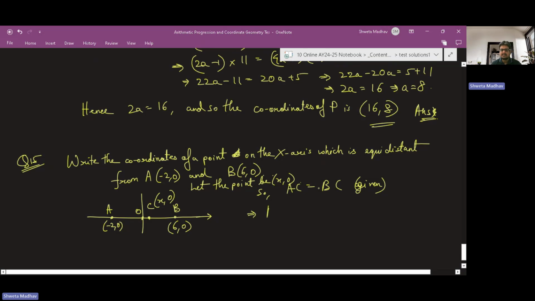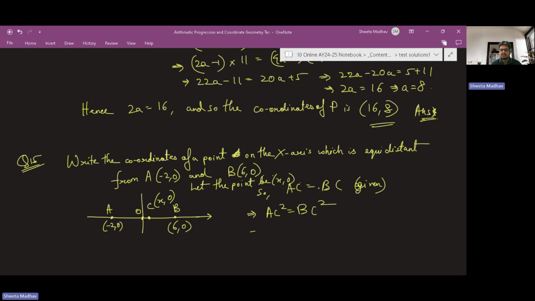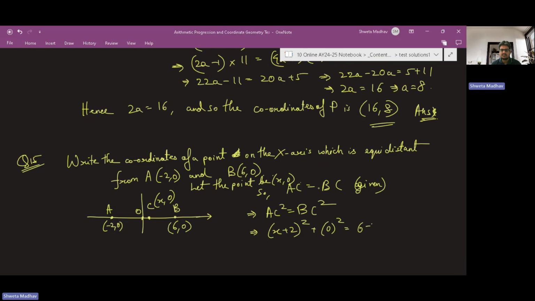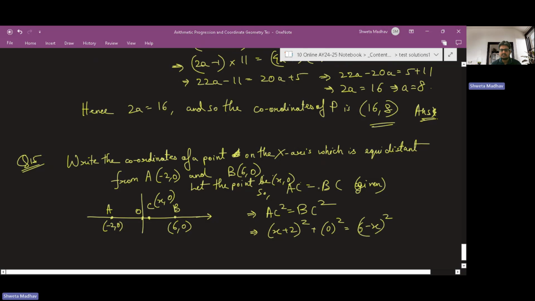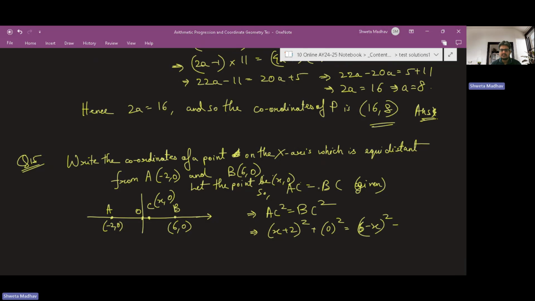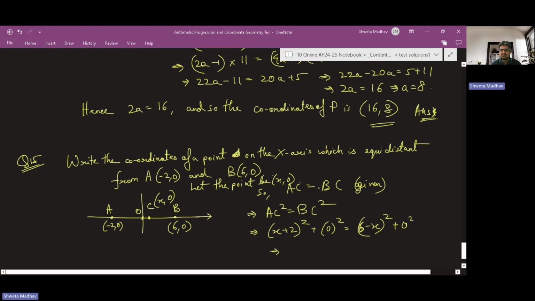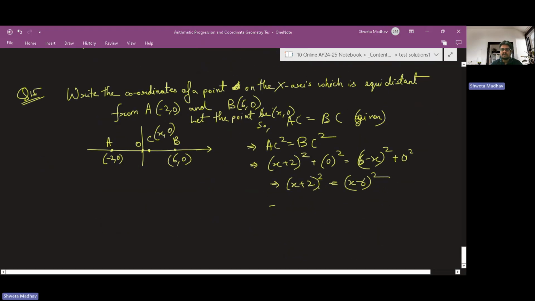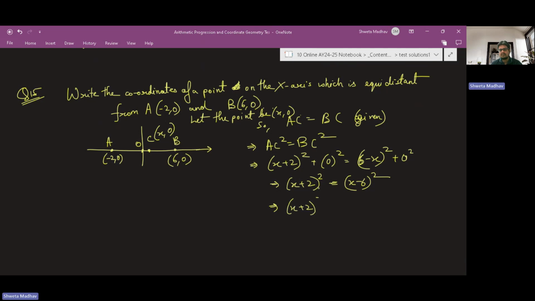So hence we can say that AC square should be equal to BC square. Now AC square means this will be x plus 2 whole square plus 0 square, obviously. That is equal to BC square, that is 6 minus x whole square plus 0 square. So that will be x plus 2 whole square, that is equal to x minus 6 whole square. If you solve it, then write x plus 2 whole square minus x minus 6 whole square equal to 0.